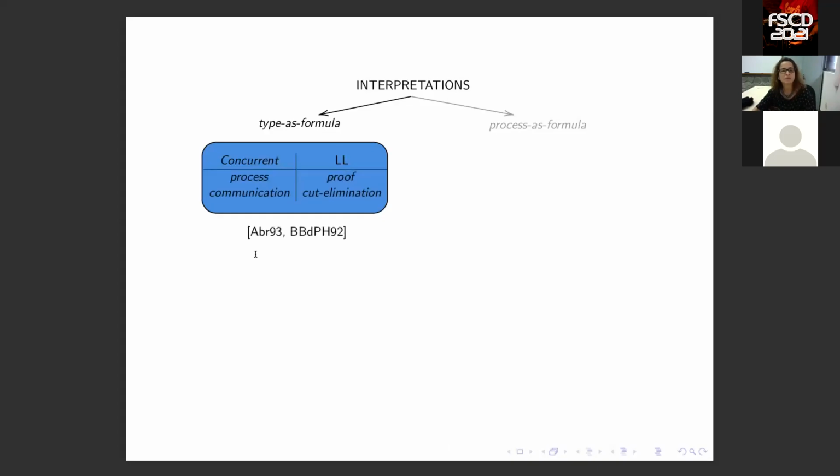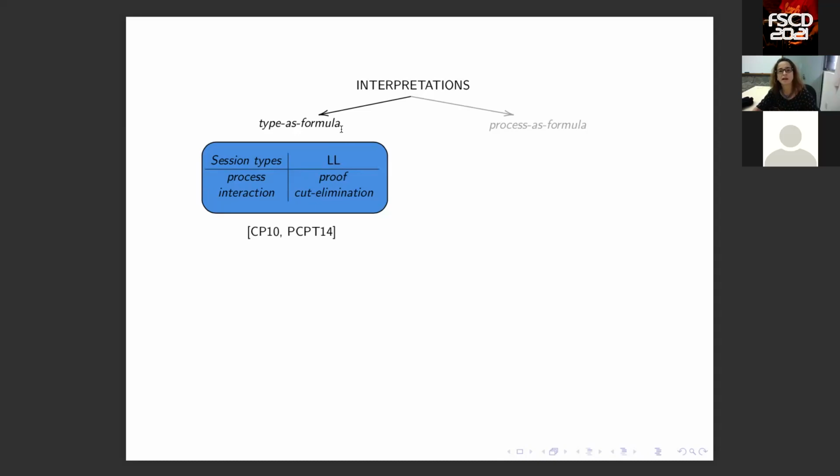Okay, you can move to concurrent calculi and linear logic. Again, you have a process as proof, and you're going to have communication as cut elimination. This was first observed by Abramsky in 93, 94. And then Valeria de Paiva also did this kind of interpretation, but for intuitionistic linear logic, where she has subject reduction and this kind of thing. So more recently, we have session types as formulas in linear logic, where you can see the interaction of sessions as cut elimination.